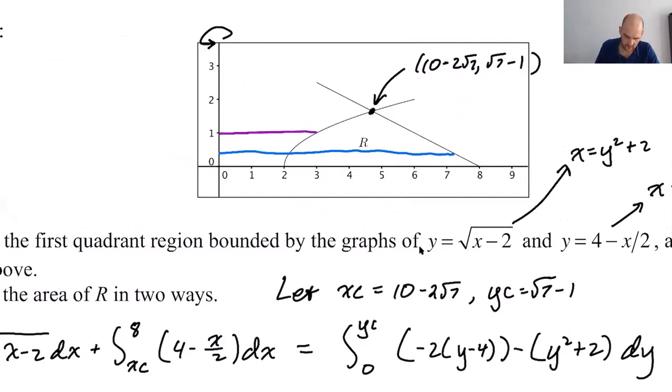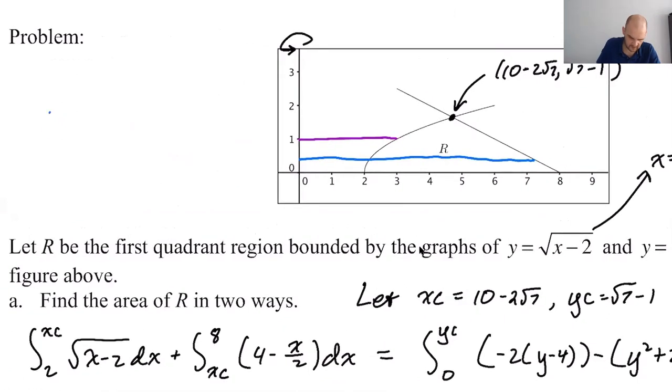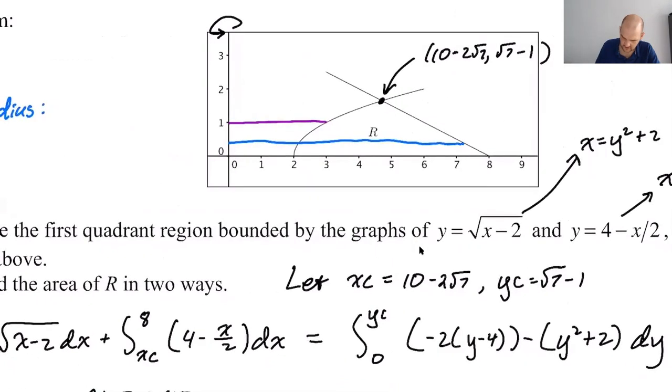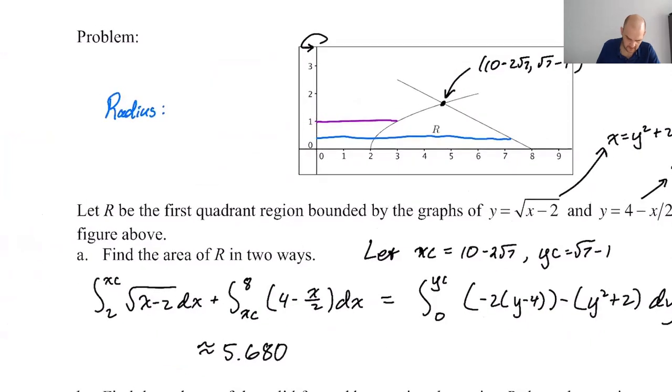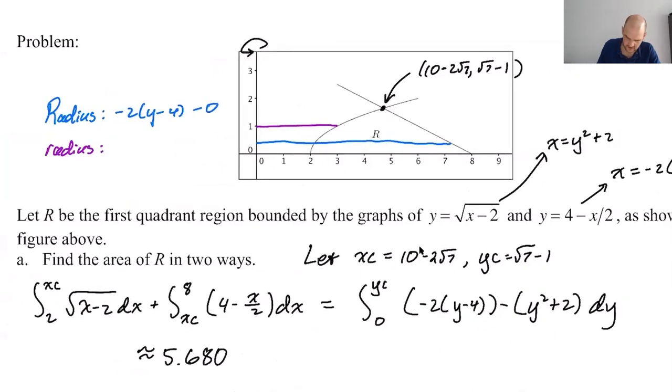All right, so big radius is going to be right take away left. So right is our function here, -2 times the quantity y minus 4, and then minus 0. And then our little radius, so when it's ambiguous, I'll just write it out, is just going to be right, which is our quadratic thing, minus 0. So y squared plus 2 minus 0. I'm going to drag these with me.